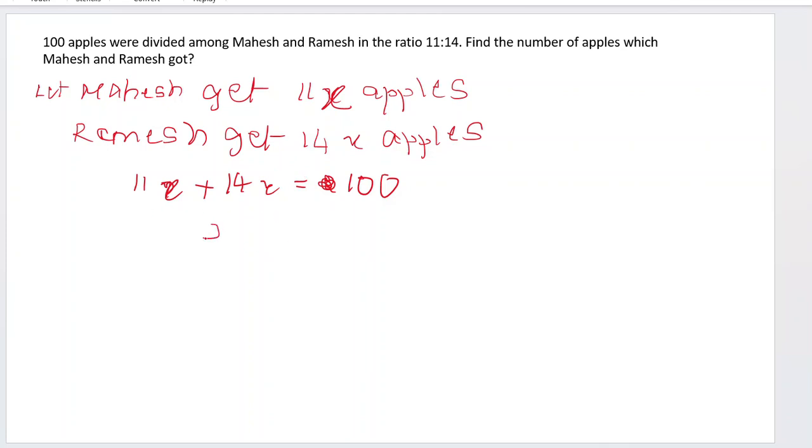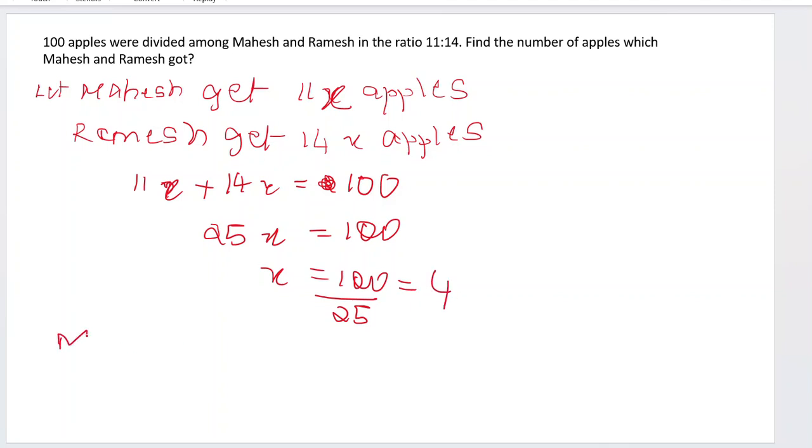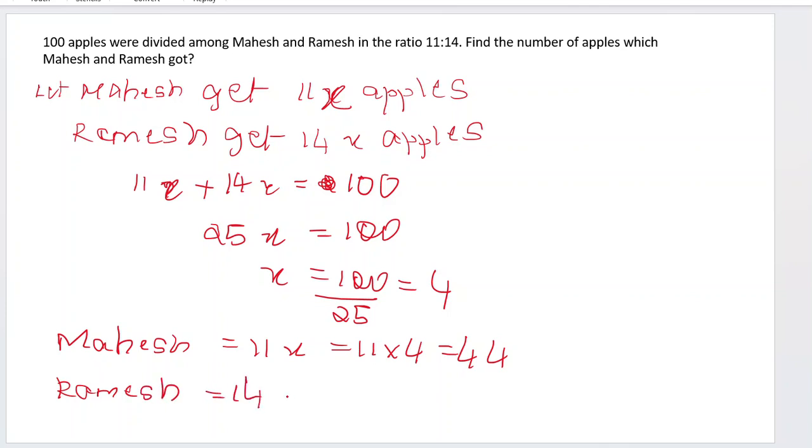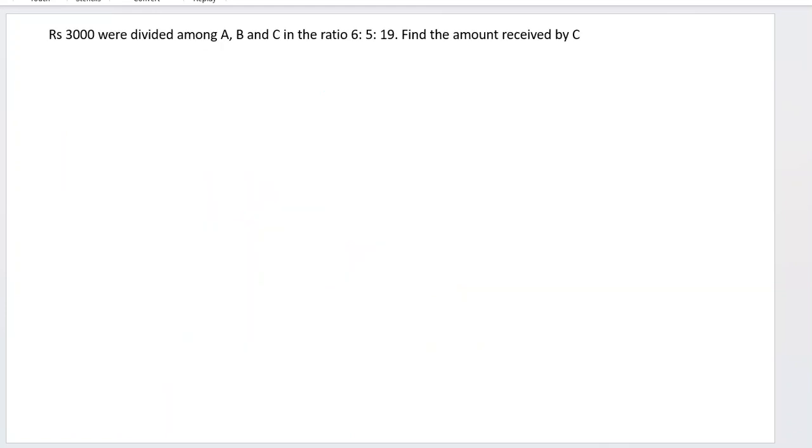So 11x plus 14x is 25x, which is 100. So I get x is equal to 100 upon 25, which is 4. So therefore I get Mahesh is equal to 11x, which is 11 into 4, which is 44. Ramesh is equal to 14x, which is 14 into 4, which is 56. We move to the next problem.